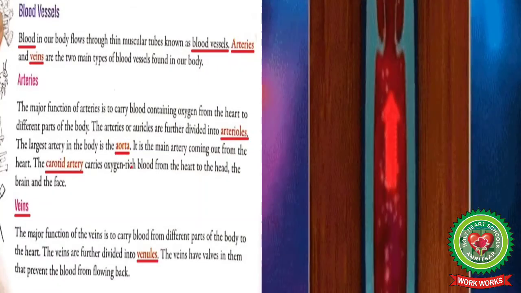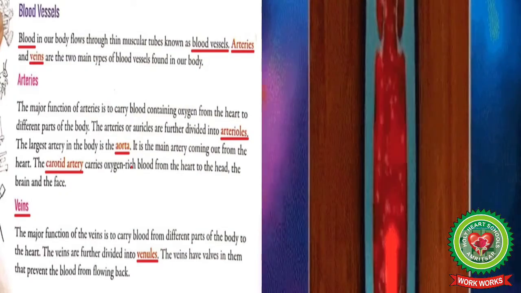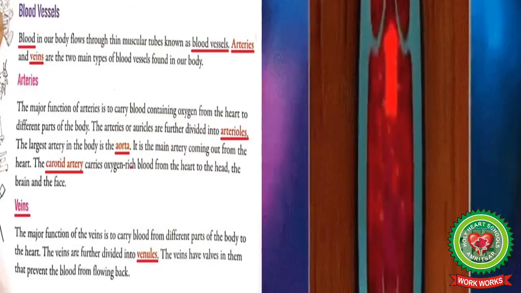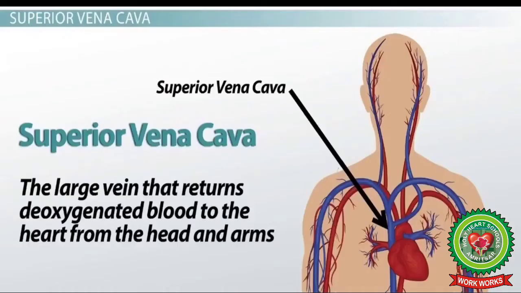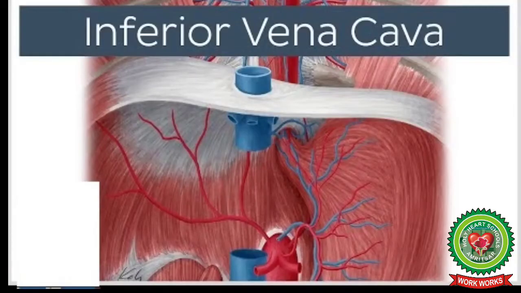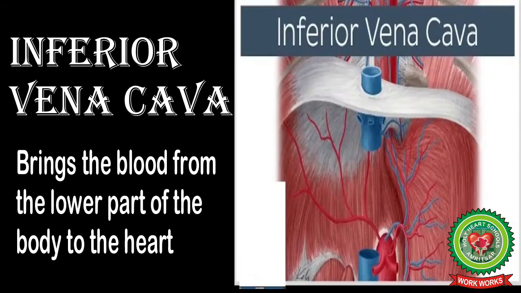Students, veins have valves present in them, and these valves prevent the blood from flowing back. The two main veins are superior vena cava and inferior vena cava. Superior vena cava brings the blood from the upper part of the body to the heart, while the inferior vena cava brings the blood from the lower part of the body to the heart.